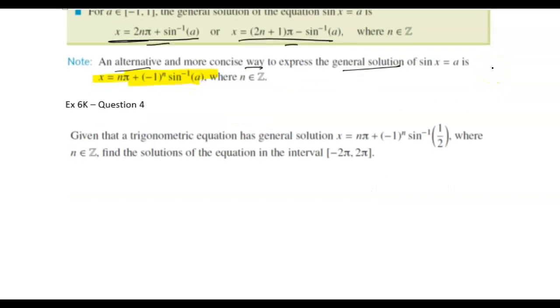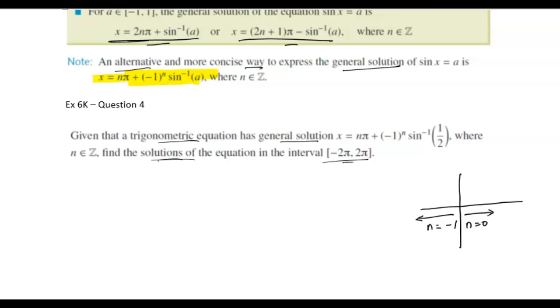They've given us a trigonometric equation that has a general solution, x is equal to n pi plus minus 1 to the power of n sine inverse of a half. And they want us to find all the solutions to this equation in the interval minus 2 pi to 2 pi. Now, we're going to follow what we did in the previous video. In the positive direction of the x-axis, we're going to start by substituting the value for n as 0, and in the negative direction, we're going to start substituting the value for n as minus 1.